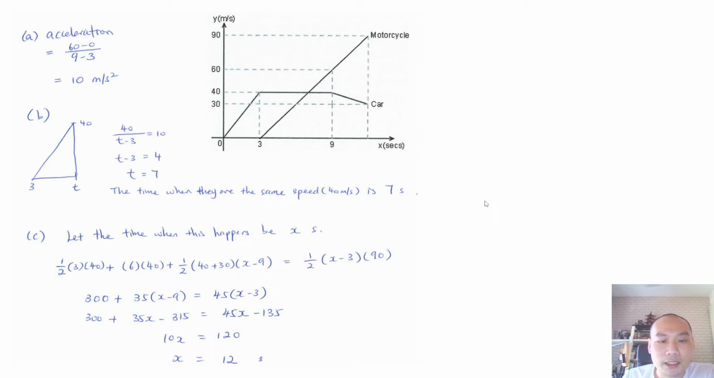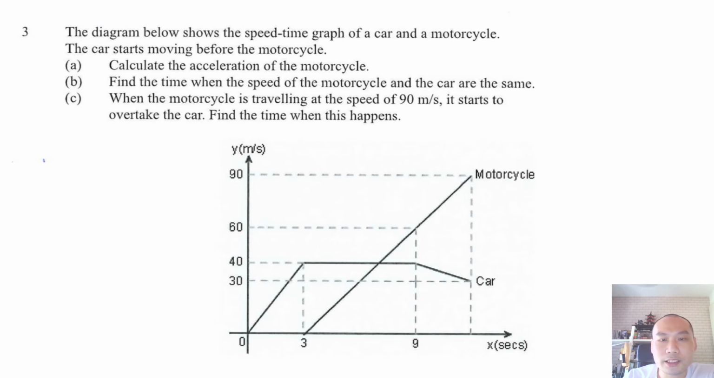So in the third part, what happened this time round? Let's pull back just in case we forget. They say that when the motorcycle is traveling at the speed of 90 and reaches there, it starts to overtake the car. So at the very end of the diagram, on the right side of the graph, this is where the motorcycle starts to overtake. So what do we understand when we overtake?